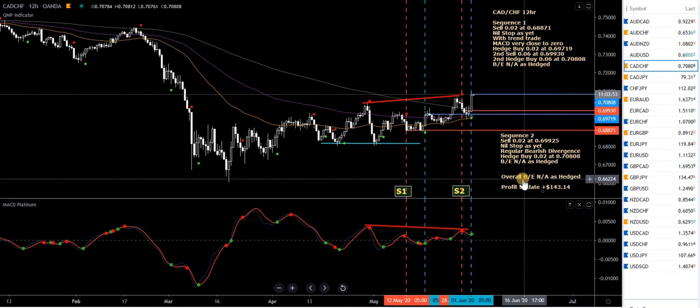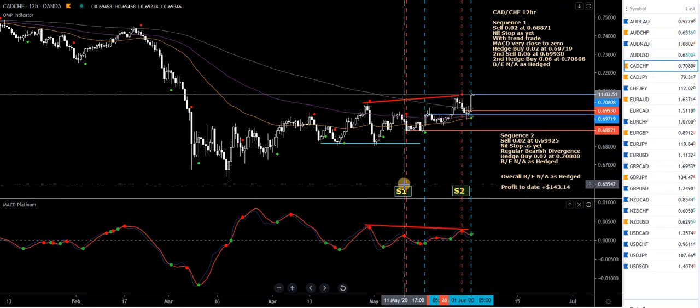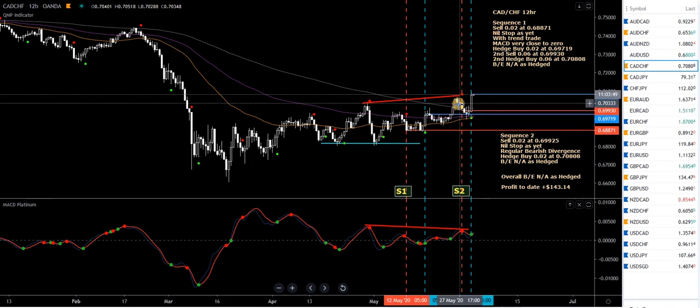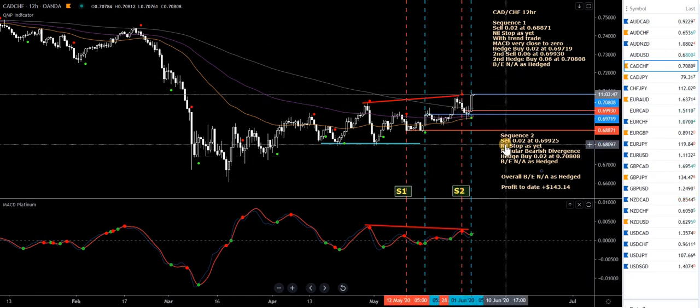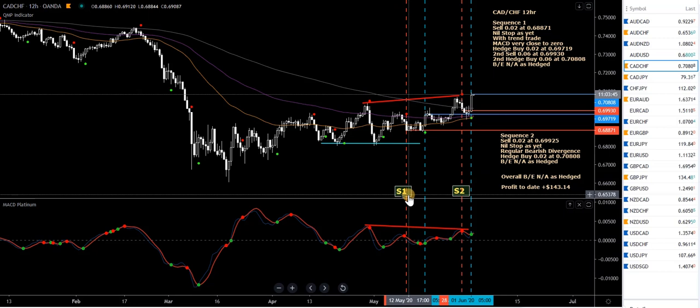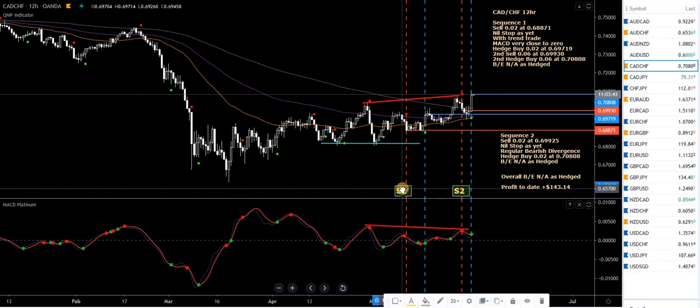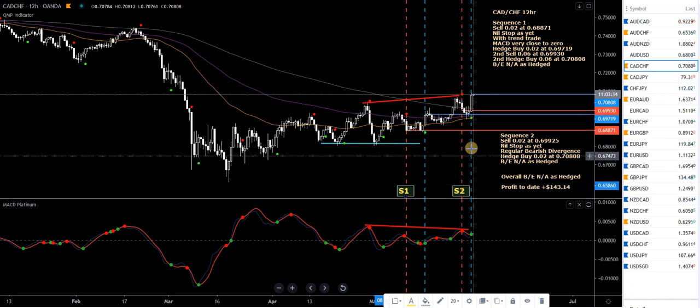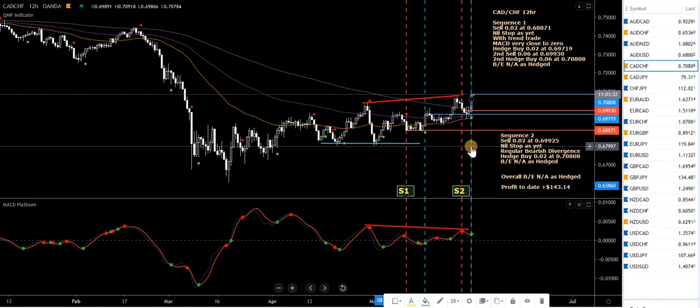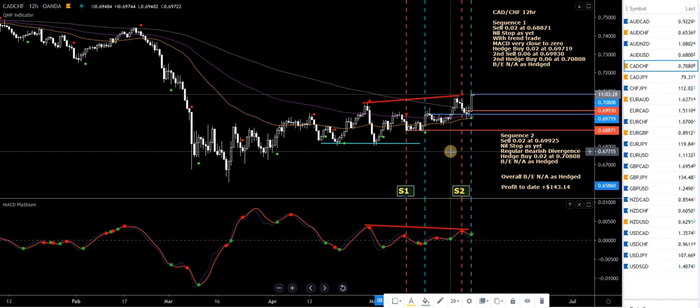CAD Swiss. Again, in a sell. S1 means sequence 1, S2 sequence 2. Where they are marked on the chart is where they commence. So sequence 1 started here. There could be multiple trades taken on the same candle. In this example, with this new buy signal this morning, there are 2 trades taken. It's a buy on both sequences.